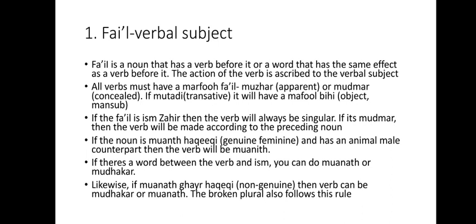Similarly, the fa'il can also be a pronoun which is clear, the dhamir bariz. Dhamir marfu' muttasil. So when there is an attached nominative pronoun like darabtu Zaydan, if you're studying sarf, then you'll be aware of these different patterns. So darabtu means I hit Zayd.